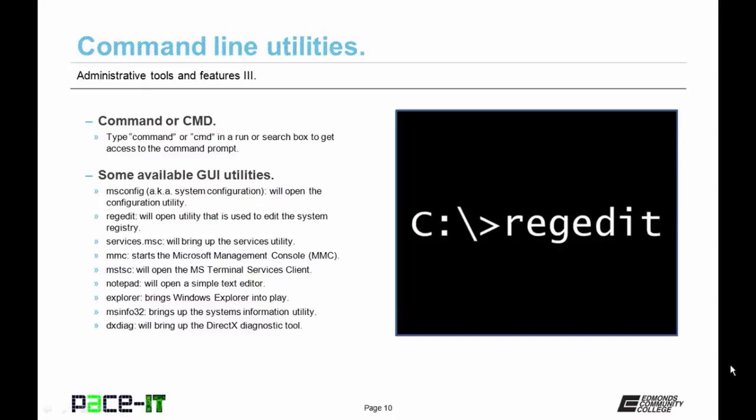Typing in MSTSC will engage the Microsoft Terminal Services Client. That's for remote desktop. Entering Notepad brings up, guess what? Notepad. It's a great simple text editor. If you want to engage Windows Explorer, you can type in Explorer from the command prompt. Typing in msinfo32 will bring up the System Information utility. Typing in dxdiag will bring up the DirectX diagnostic tool. Now those are just some of the utilities that are available from the command prompt.